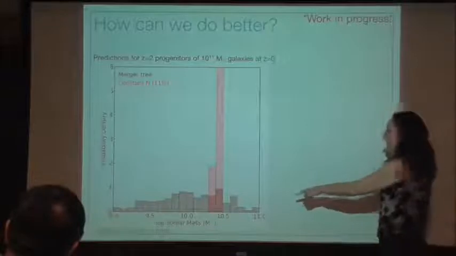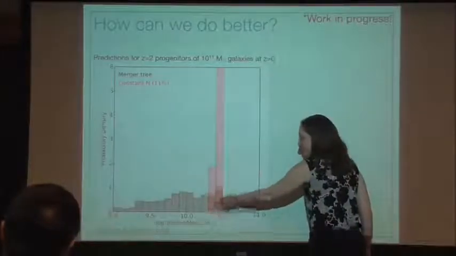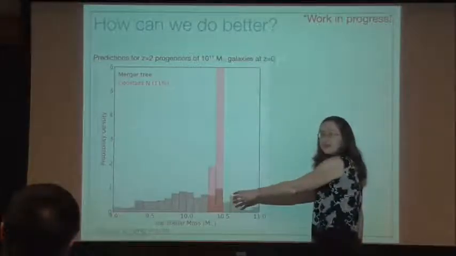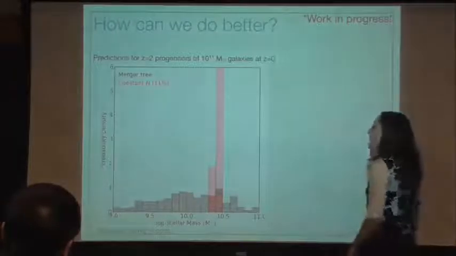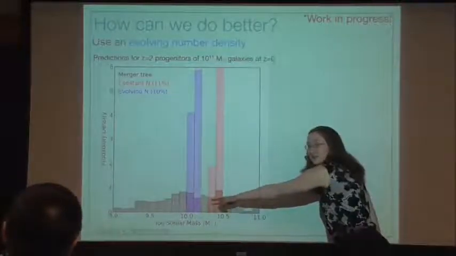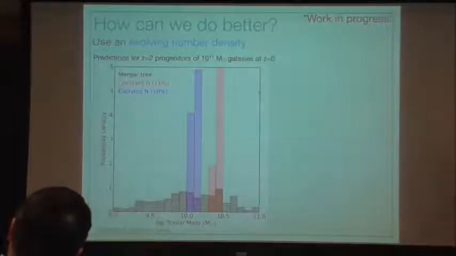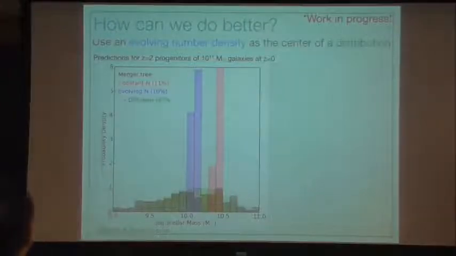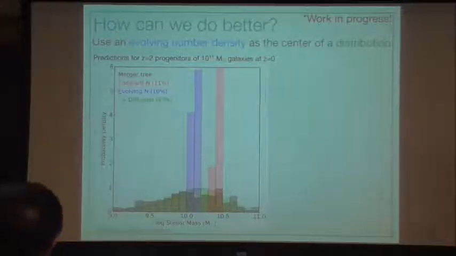This is not so hot. This overlap here is maybe 10% of the distribution. You can, again, improve this somewhat if you allow that number density to evolve. You can at least track the middle of the distribution. But you can do a lot better if you not only allow the number density to evolve, but you allow it to be the center of a distribution, rather than having a fixed bin in number density.